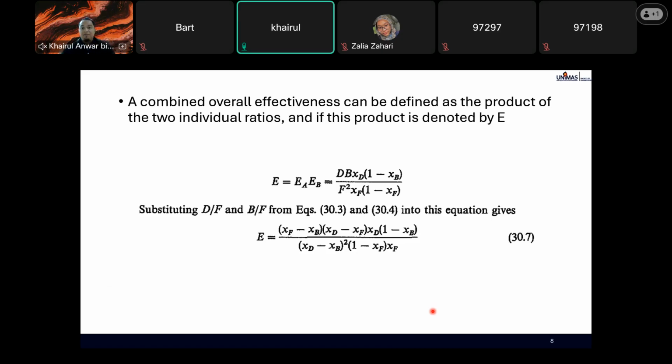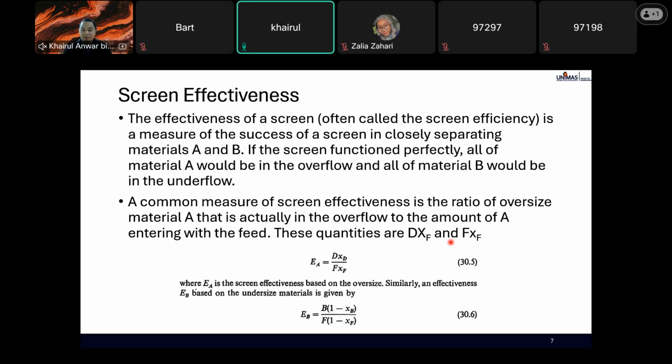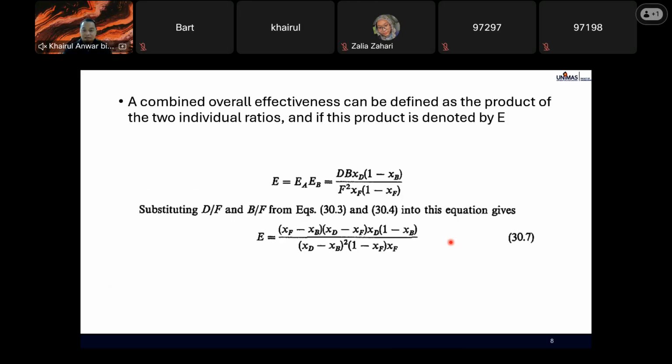Combined effectiveness can be defined as the product of the two individual ratios. If this product is denoted by E, then E equals EA times EB, which equals G of this equation. Substituting D over F from 30.3 and 30.4 into this equation, you get 30.7.